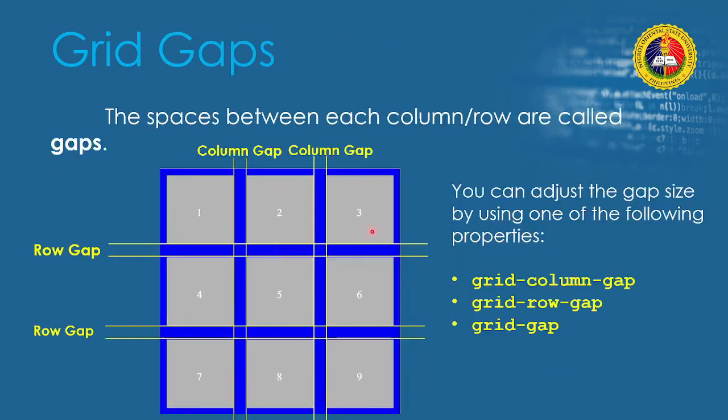So these are called gaps, alright? Grid gaps are the spaces between each column or row. For example, this space right here is a column gap between 1 and 2, so these are called column gaps. And then this space right here is a row gap between grid item 1 and grid item 4. Okay, so these are called gaps.